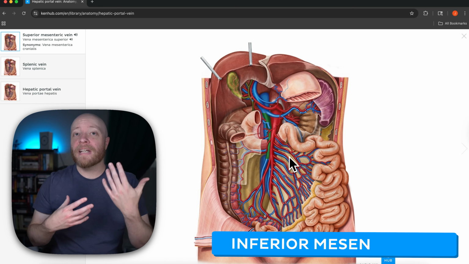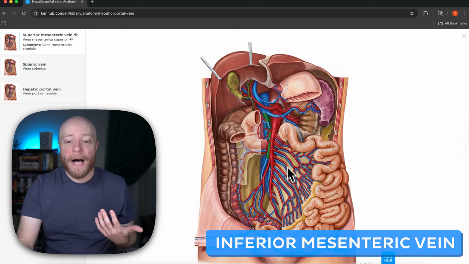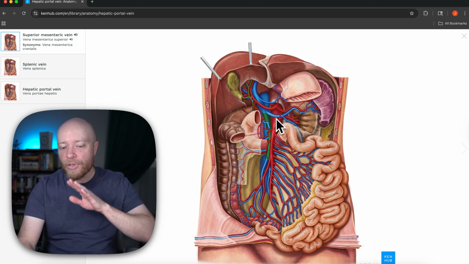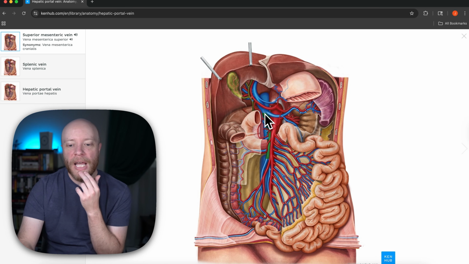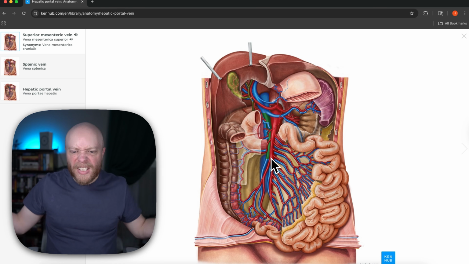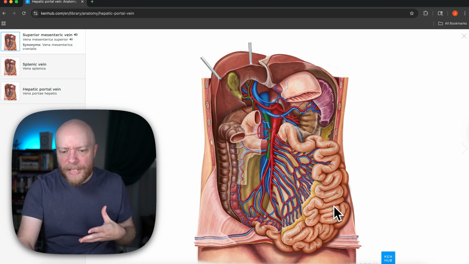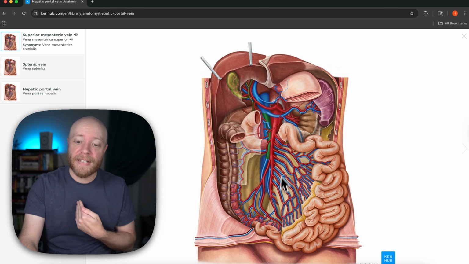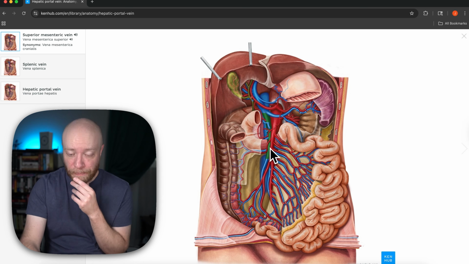Now, there's also an inferior mesenteric vein, which is going to be connecting up here, but we're just going to disregard that for the time being and just say that the superior mesenteric vein is where basically everything from your small intestine and a good amount of your large intestine is going to be draining into.